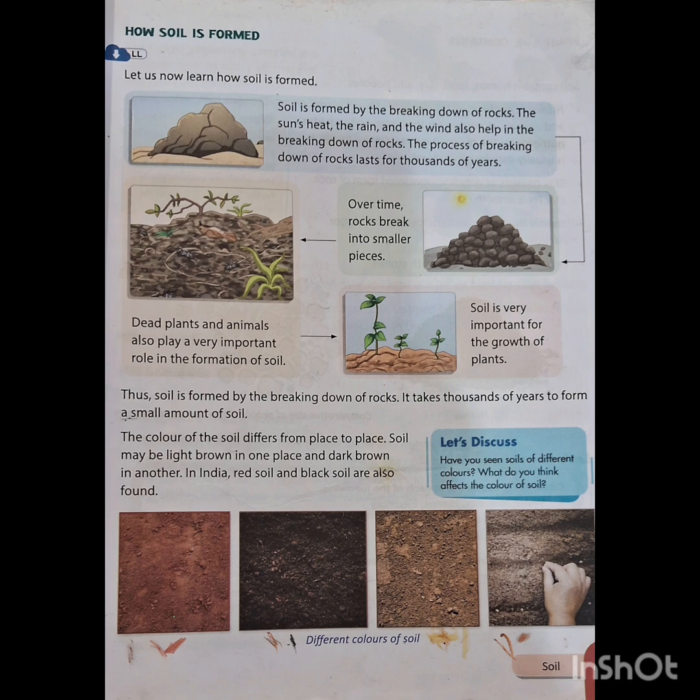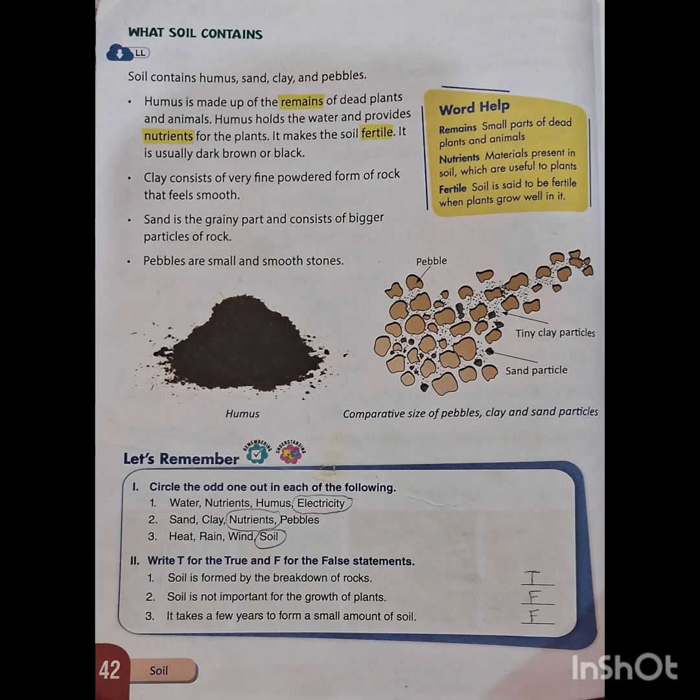The color of soil differs from place to place. Soil may be lighter brown in one place and darker brown in another. In India, red soil and black soil are also found. So in this way soil is formed. Now, what does soil contain? What does the soil have?